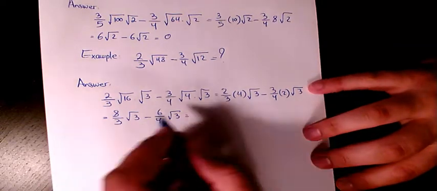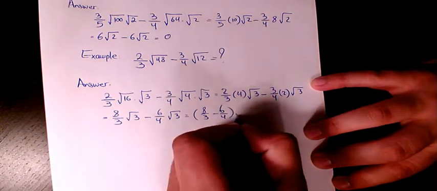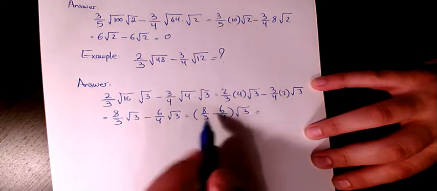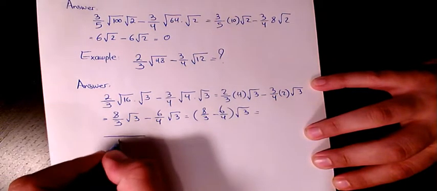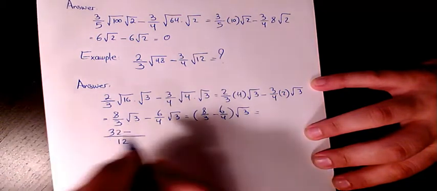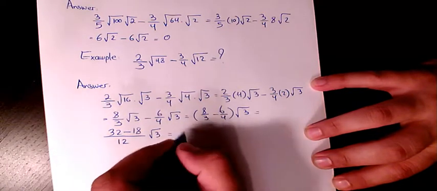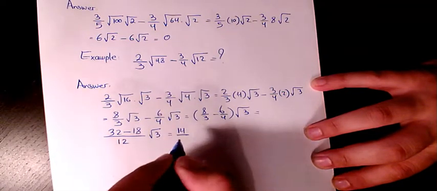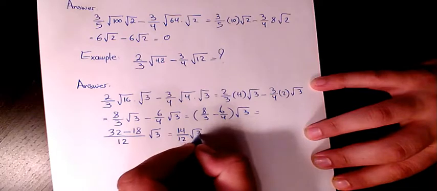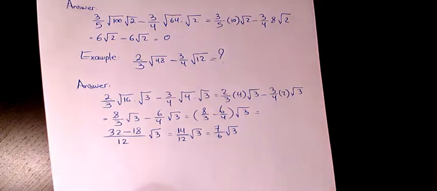Then we need to collect the like terms, and then find a common denominator, which is going to be 12. 32 minus 18 root 3, which makes it 14 divided by 12 root 3. So it's going to be 7 divided by 6 root 3.